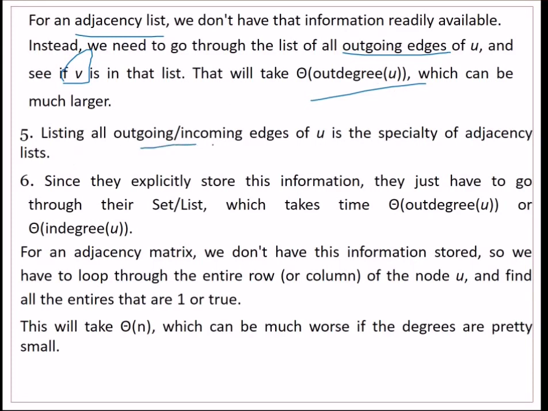And listing all outgoing and incoming edges, because they are separate lists, of U is the specialty of the adjacency list. Since they explicitly store this information, they just have to go through their set or list, whichever way we implement it, which takes time of Theta out degree or Theta in degree. For a matrix like the adjacency matrix, we don't have this information stored. So we have to loop through the entire row or column of the node U and find all the entries that are 1 or true, or the number which we just discussed. This will take Theta n time, which can be much worse if the degrees are pretty small.